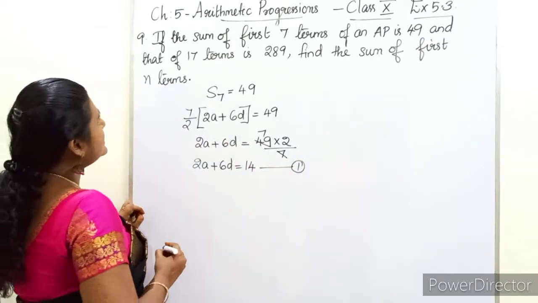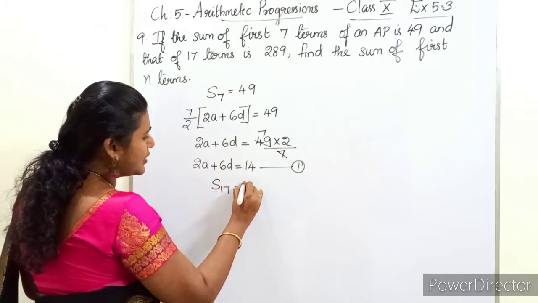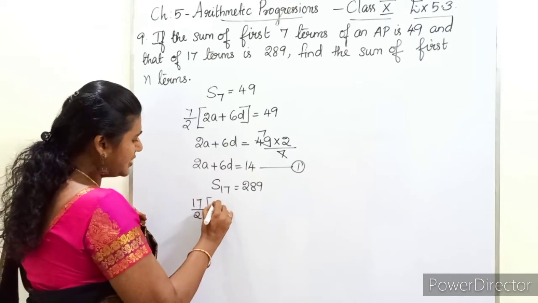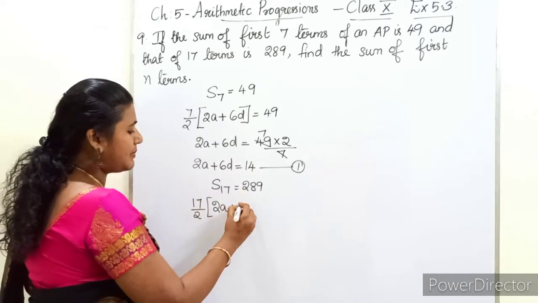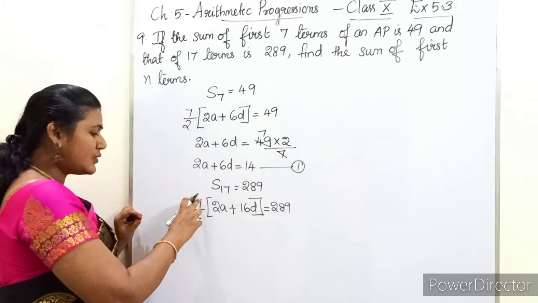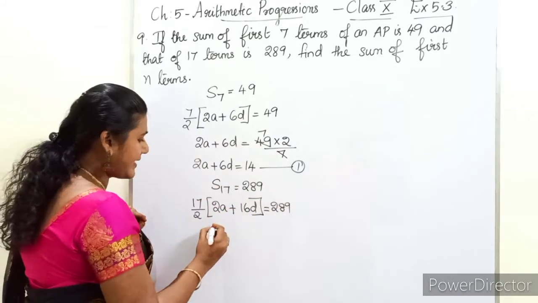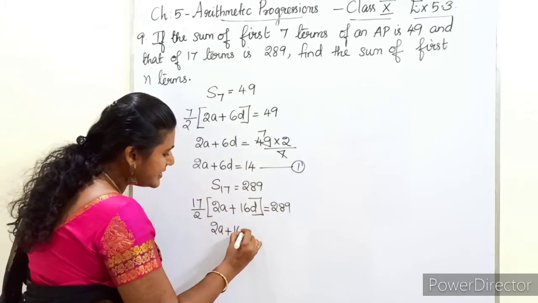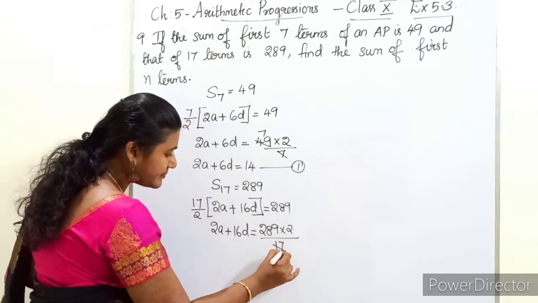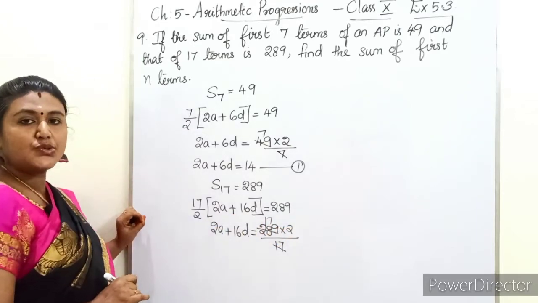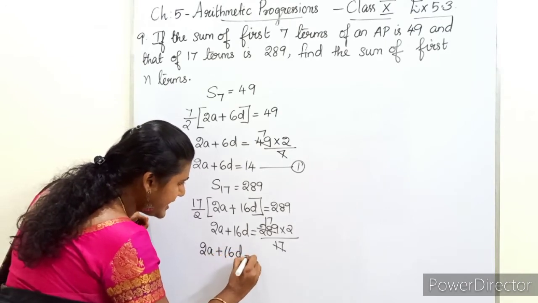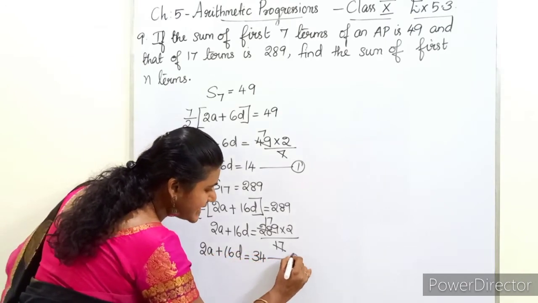Now S17 is given as 289. So here 17 by 2 into 2a plus 17 minus 1, that is 16d, is equal to 289. This 17 by 2 we will bring to the right side. So 2a plus 16d is equal to 289 into 2 divided by 17. We can cancel this 17 and 289. So we get the second equation as 2a plus 16d is equal to 34.